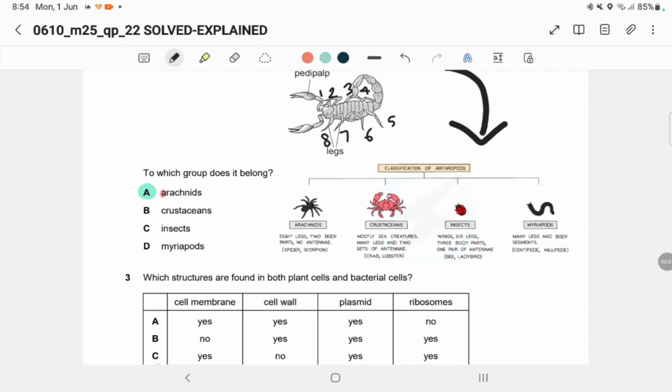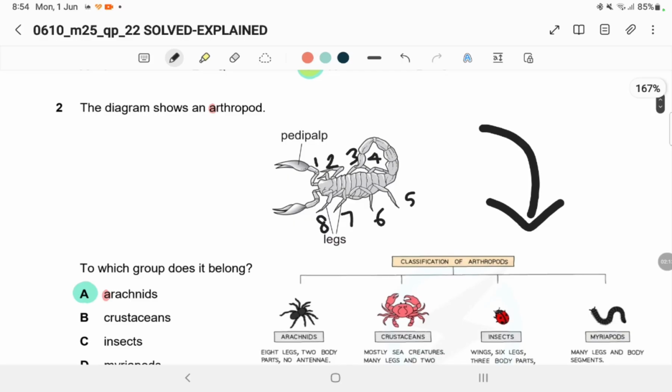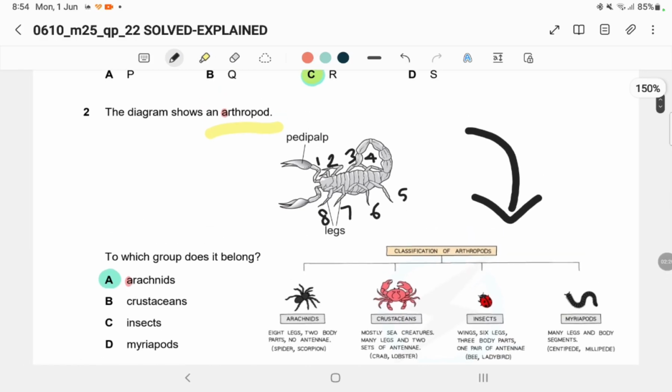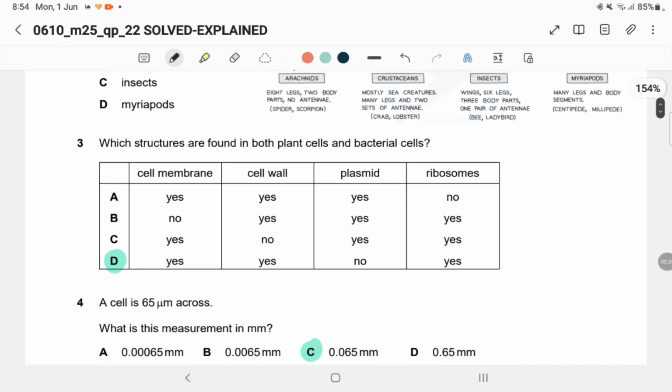Now moving on to the next idea, which you can use to identify it very easily without even memorizing any features. As you can see, in arthropod the first letter starts with an A, and in arachnids the first letter also starts with an A. So both are starting with an A, so you can identify it very easily this way. Now moving on to the basic questions.